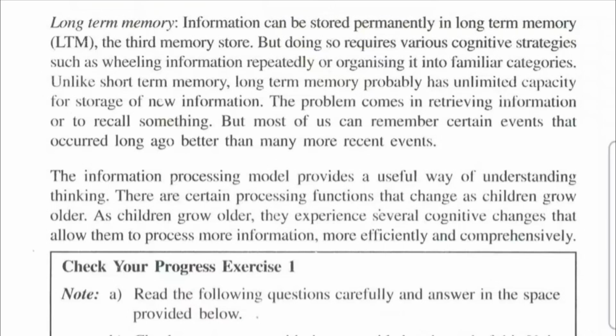3. Long-term memory. Information can be stored permanently in long-term memory, LTM, the third memory store. However, doing so requires various cognitive strategies, such as rehearsing information repeatedly or organizing it into familiar categories. Unlike short-term memory, long-term memory probably has unlimited capacity for storing new information. The challenge lies in retrieving information or recalling it. Interestingly, most of us can remember certain events that occurred long ago better than many more recent events.